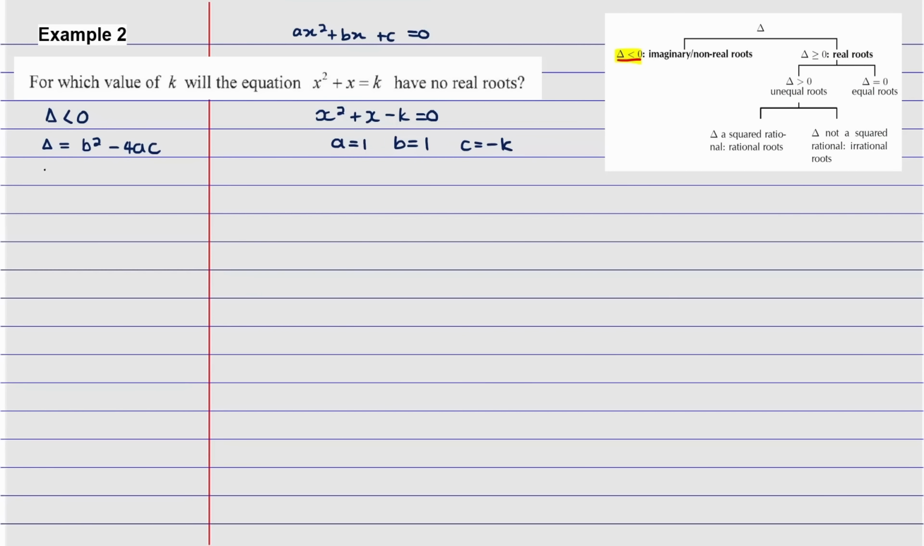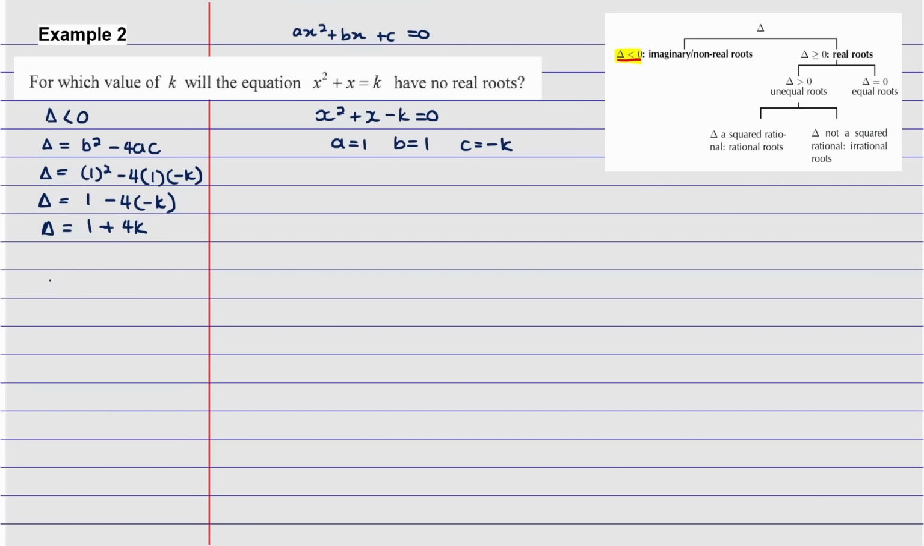So let's substitute. The triangle (delta) is equal to 1 all squared minus 4. Then it's going to be 1, then it's going to be negative k, right? So this is the same as delta equals 1, then minus 4 multiplied by 1, so it's going to be negative 4, then negative k. Then delta is going to be equal to 1 minus, and the minus is going to give us a positive, so it's going to be plus 4k, right? So now we know the fact that this delta is equal to that.